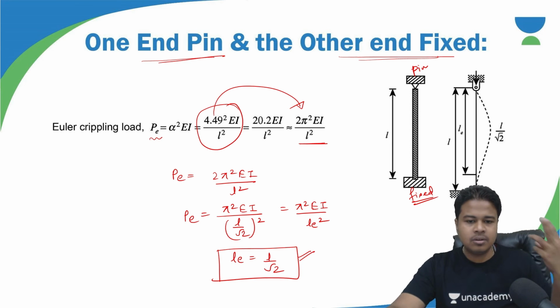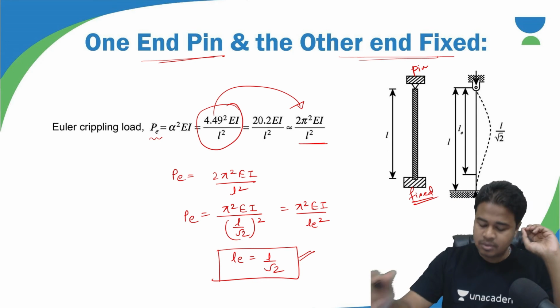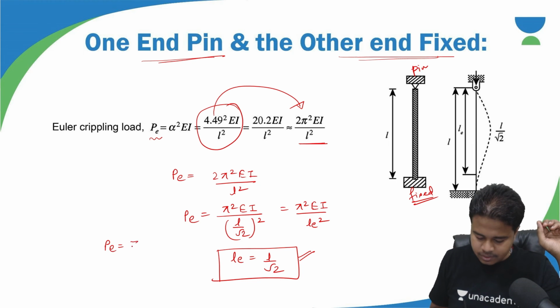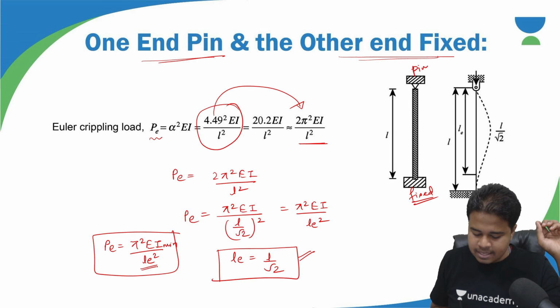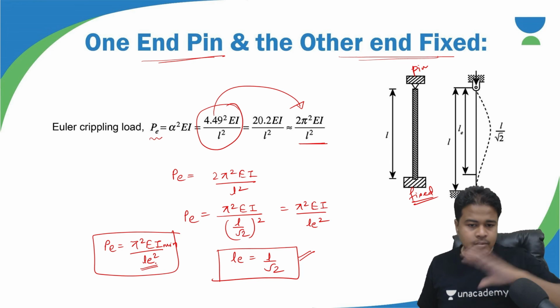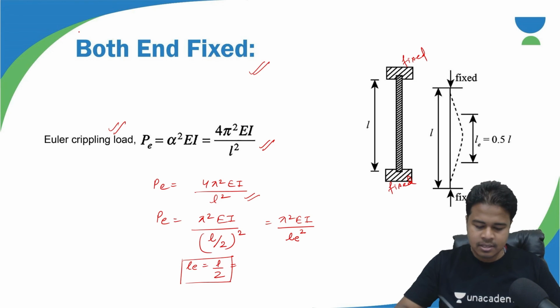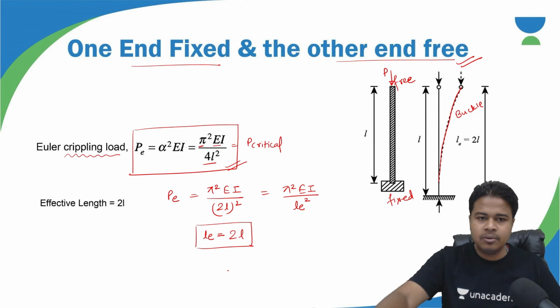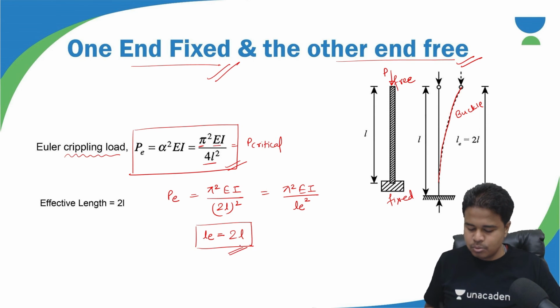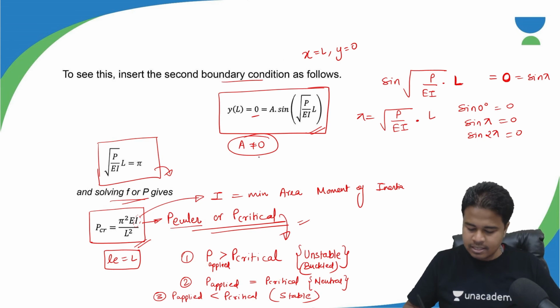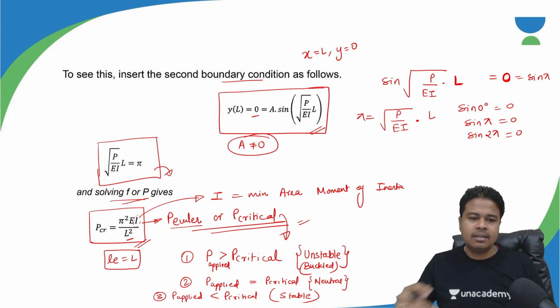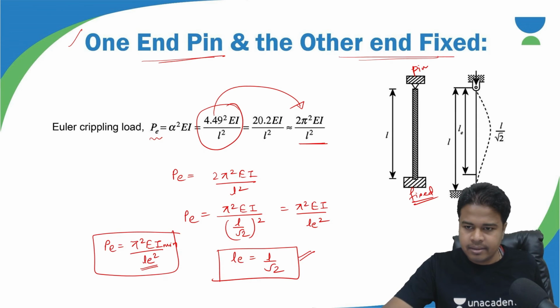So we got 4 L Euler. So the Euler formula is this one only for each and every condition. Here I can write I minimum. Just you have to memorize this L effective value from all the conditions. L effective for this condition, this is the fourth. This is the third. L effective here is L by 2. L effective for this condition is 2L, and L effective for this condition, that is both side pin, is L. So that's the thing. I hope you got the point.